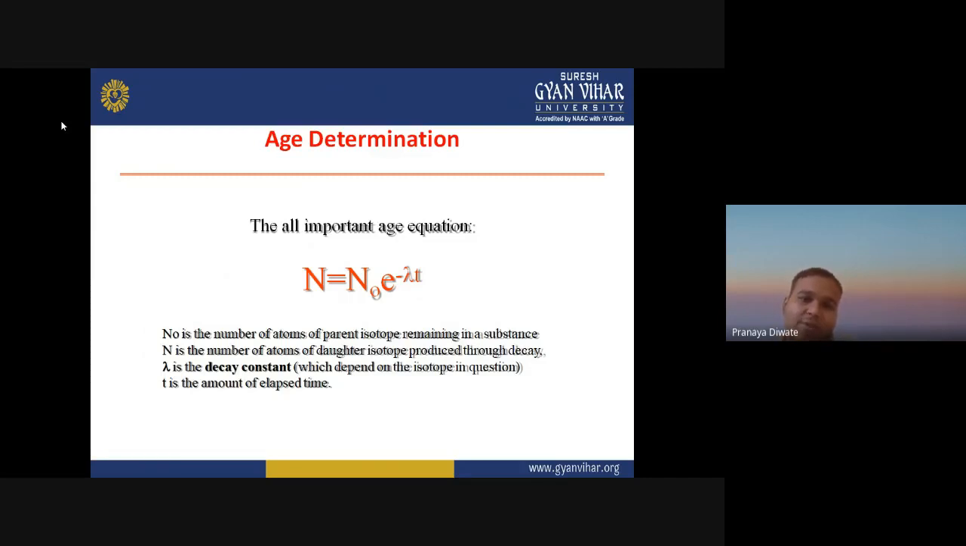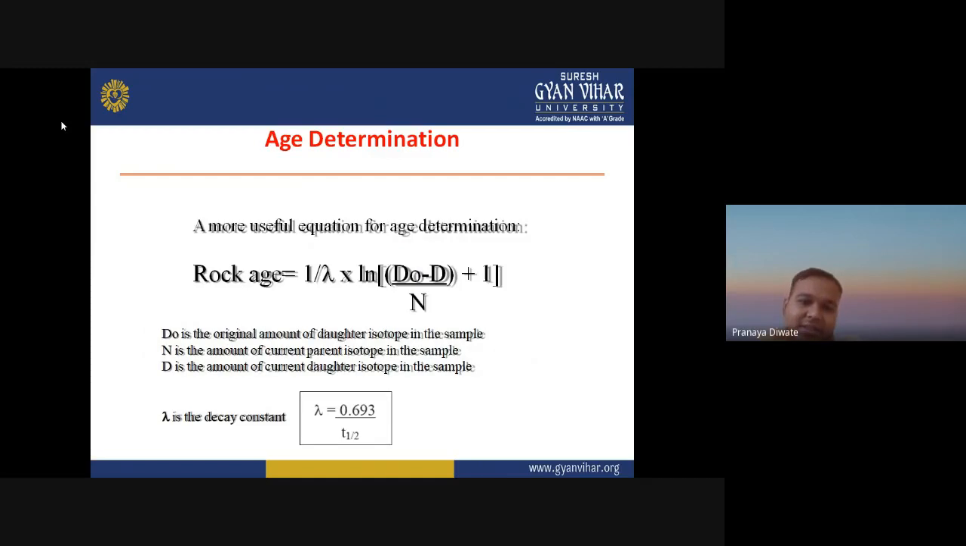So this is how we get all this equation. A more useful equation for age determination is the rock age. When you are required to calculate the rock age, this is the formula by which you can calculate it.